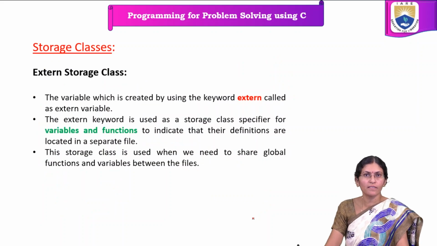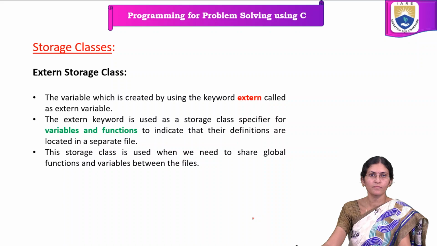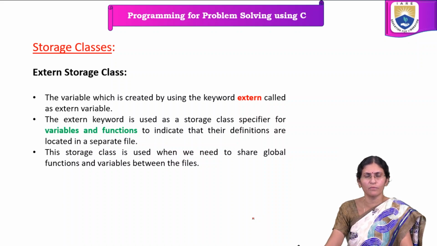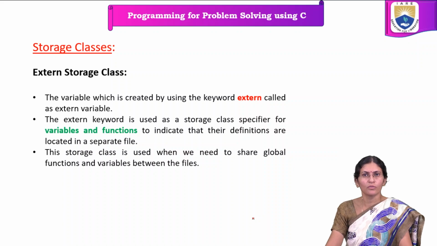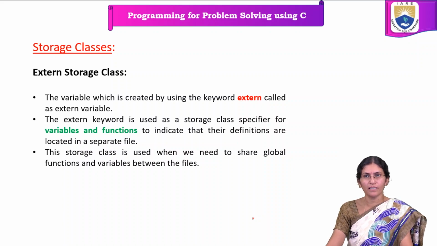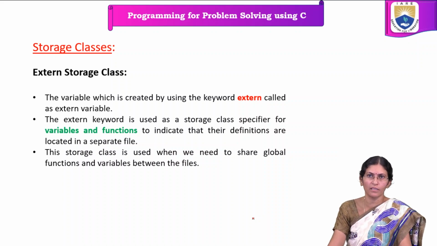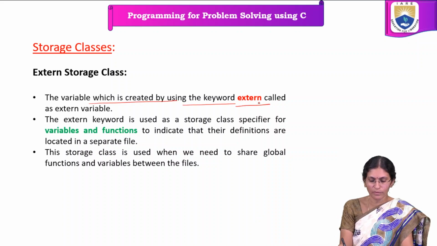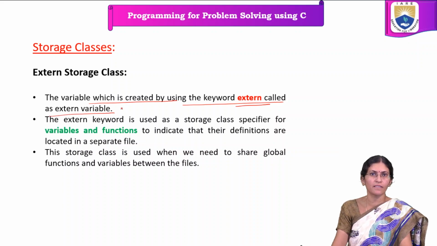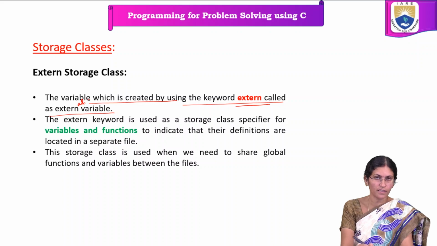So the external storage class. What is the external storage class? When we need to use a global variable which has been declared in another file, or when a project has multiple files and we need to access a particular variable, method or function which is defined and declared in another file, then we can use that variable or method in the other file by using the keyword extern. A variable created by using the keyword extern is called an external variable.